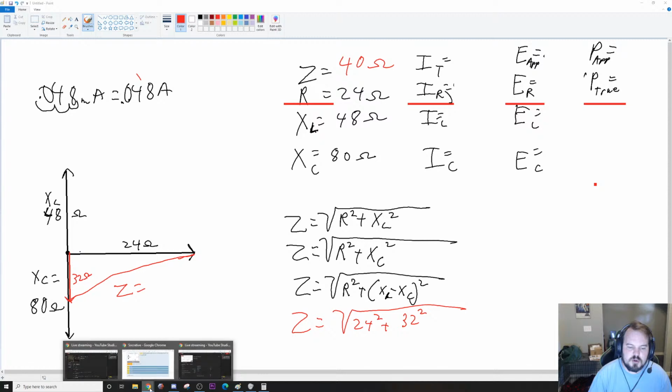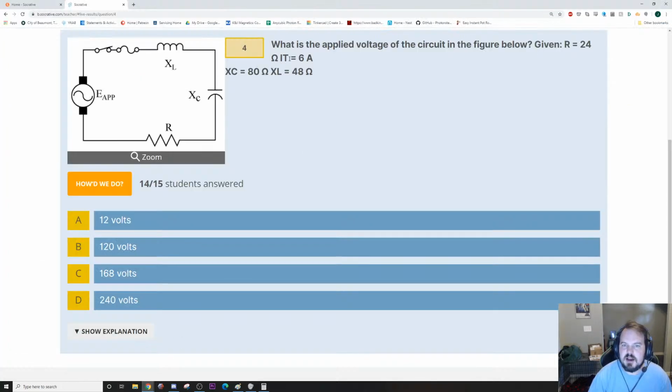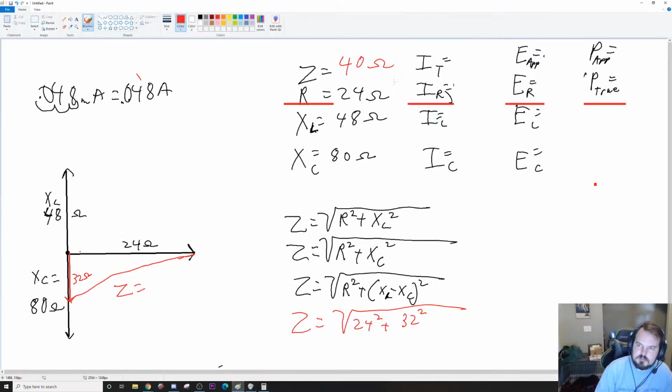So since Z equals 40, now I need to write down the other parts. I total is 6. So this was given to you in the question, 6 amps. Well, all we're caring about is this top row, because we're trying to get applied power. How much voltage, I say applied voltage. How much voltage was applied to the circuit? So 40 times 6, that's 240 volts. And that's it. That's all you had to do.